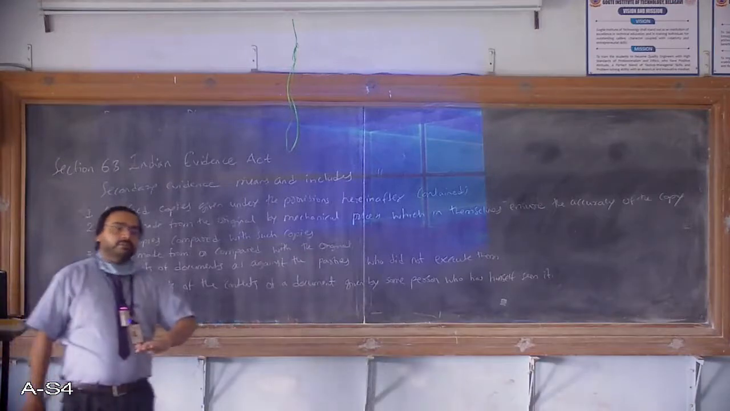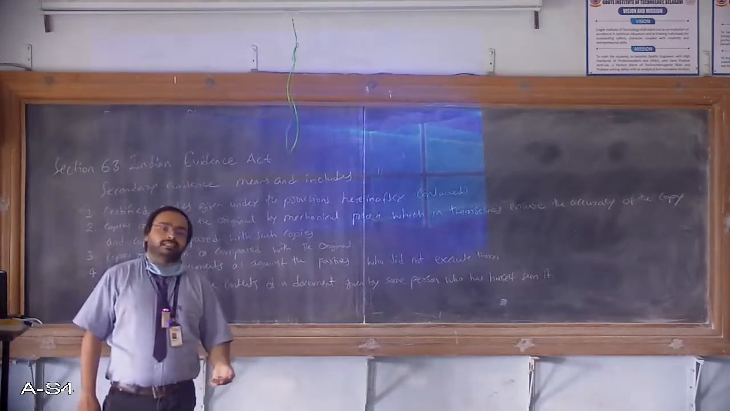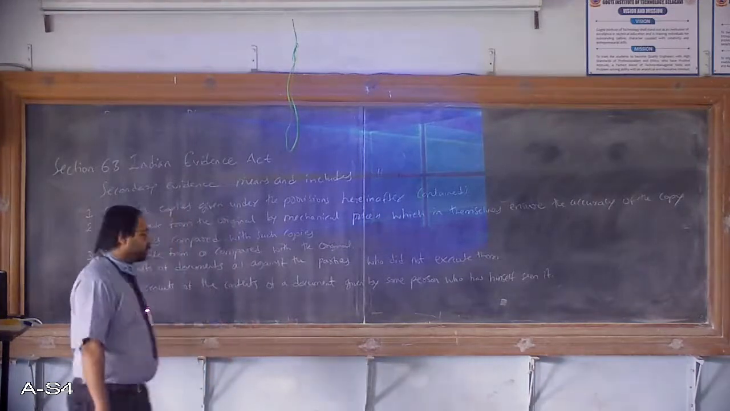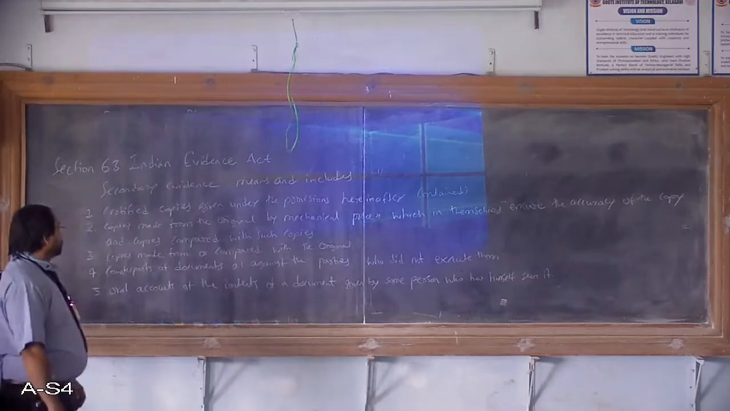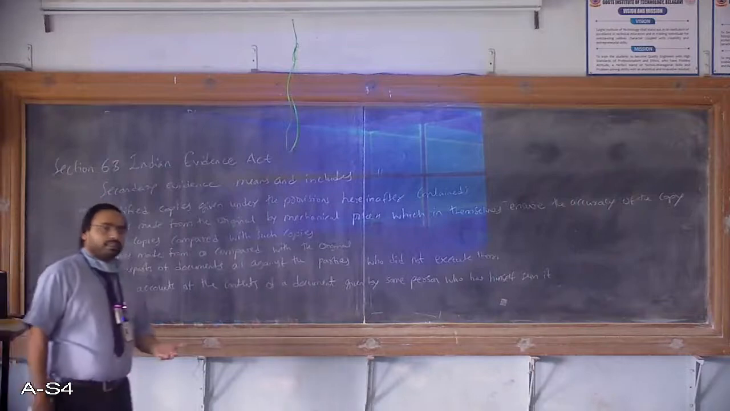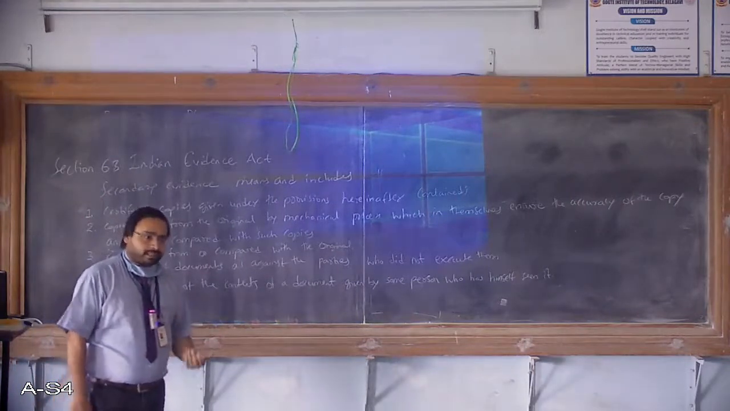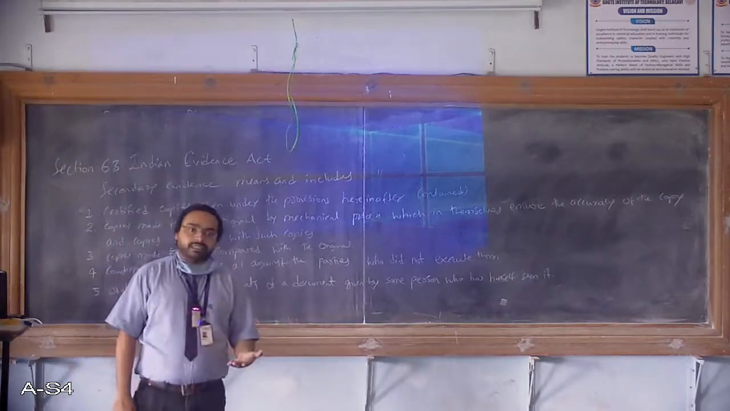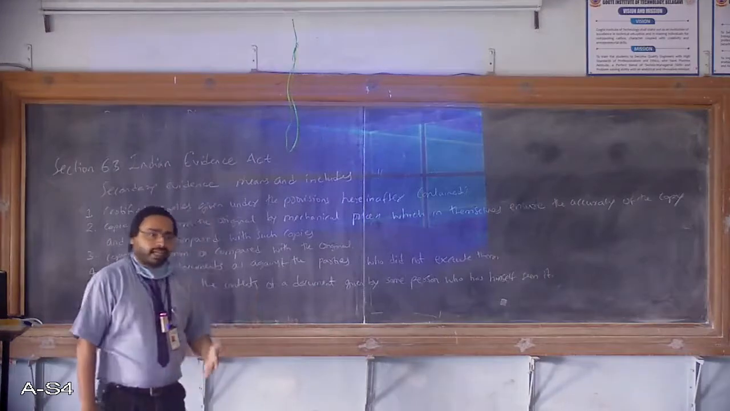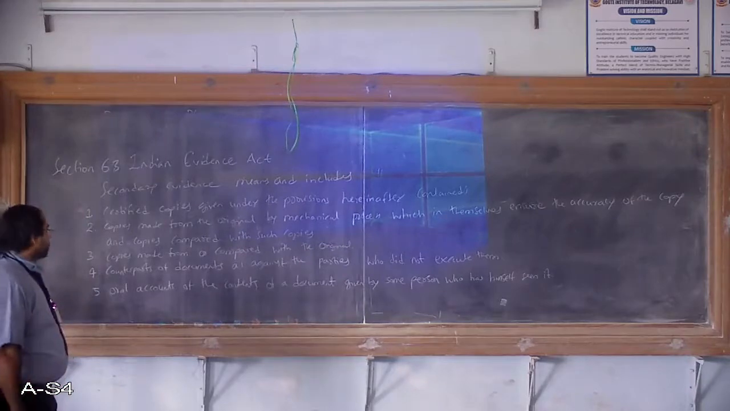Now if there is a difference between the original and the xerox copy with respect to the content, then the xerox copy will not be considered as secondary evidence. Then third one is copies made from or compared with the original. So any copy, say again let's consider the xerox copy. If it is matching with the original and it is certified, it is considered as secondary evidence.